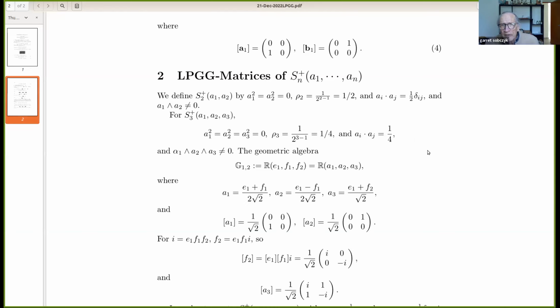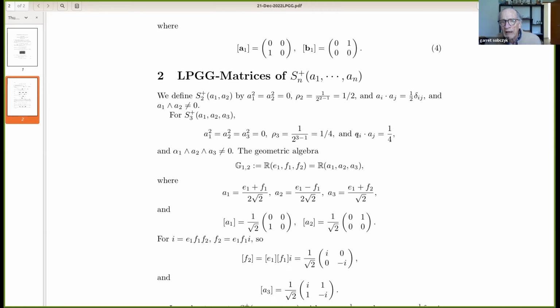Okay, so now we go to the next interesting case that we know about, and that's what I call the 3 simplex plus. I use this plus sign only because I'm defining the inner product of these null vectors to be 1 over 2 to the n minus 1. So in this case, rho 3 for 3 null vectors is 1 over 2 to the 3 minus 1, or 1 over 2 squared, which is 1/4.